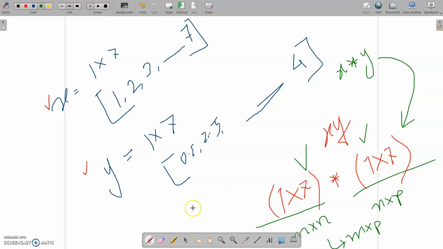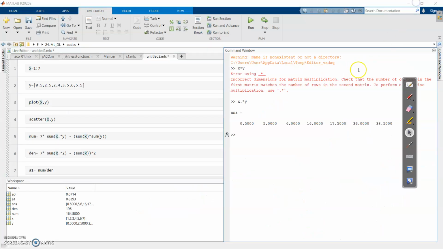What you have to do, you have to perform 1 by 7, you have to make it 7 by 1, only then you can perform. Or you can make it 7 by 1 multiplied by 1 by 7. Okay, let's try the first one.